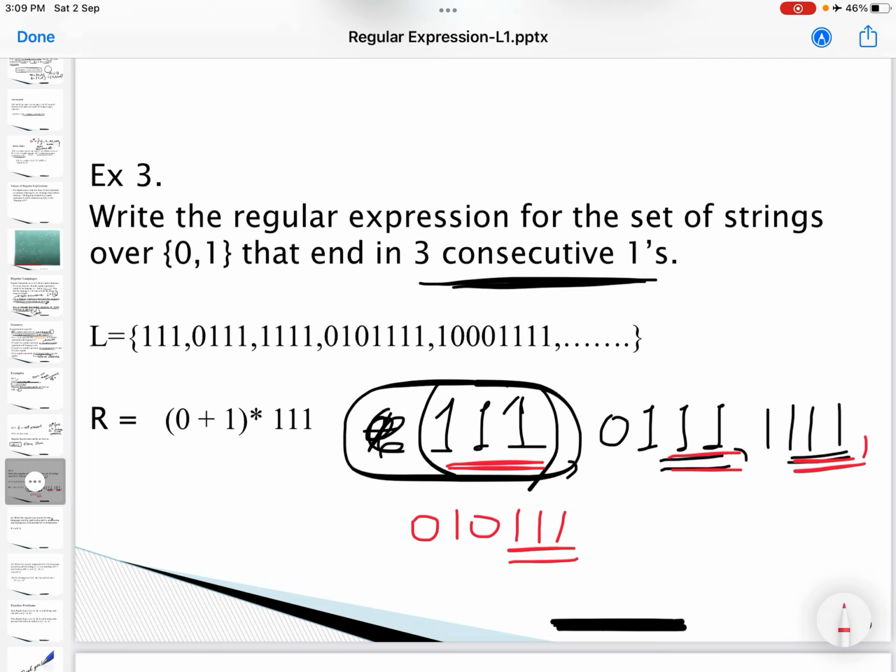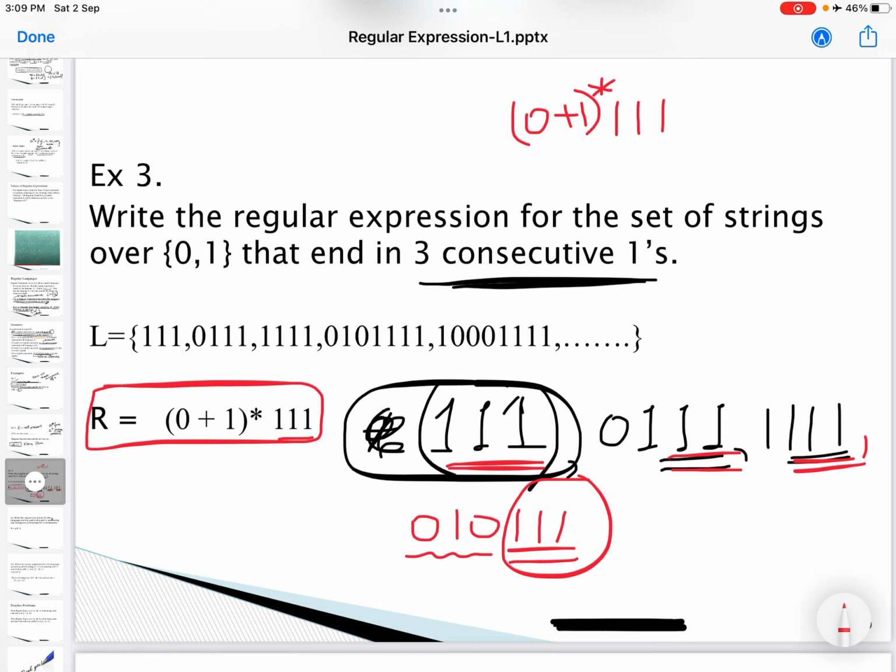So how do you represent this language? In the end, we want 3 ones, so 1, 1, 1. And before that, you can have any number of zeros and ones. So we write (0 plus 1) star. Any number of zeros and ones, but in the end, you need 3 consecutive ones only.